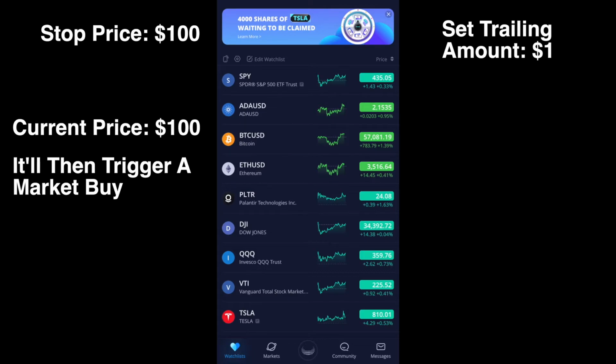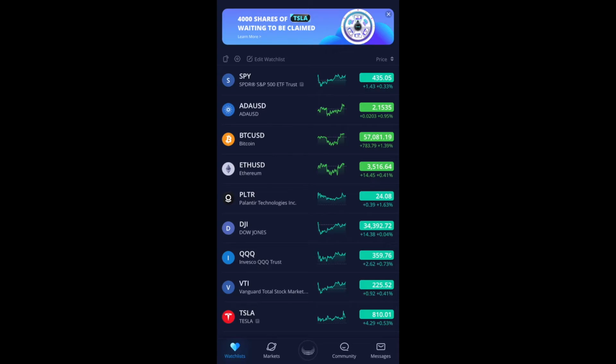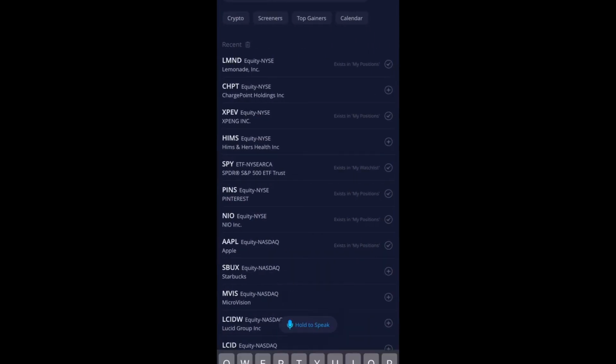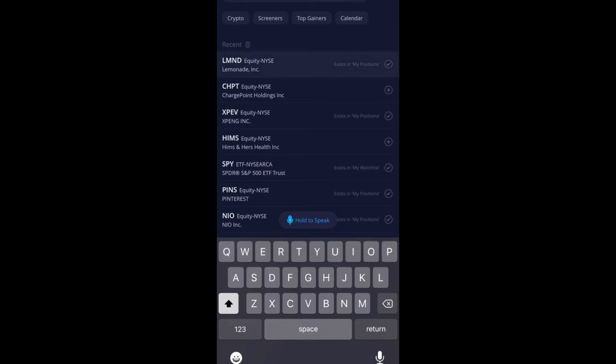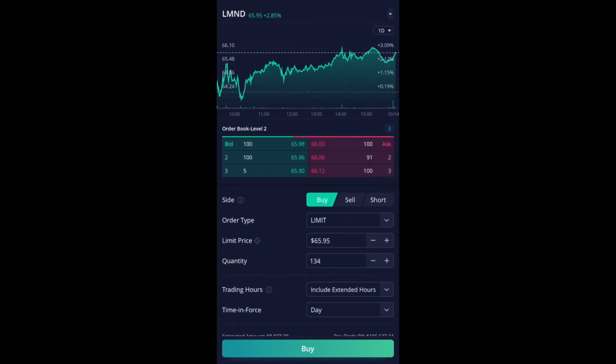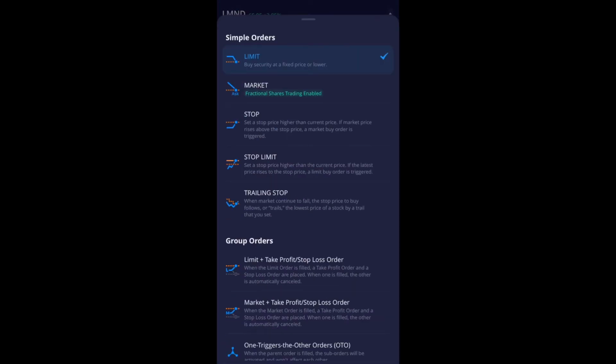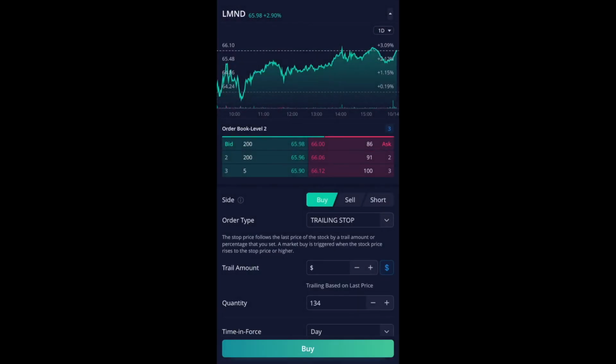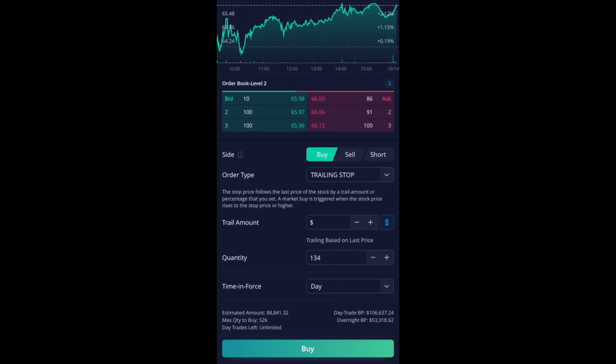Hopefully this was intuitive. So for this example, I'm going to use a ticker symbol LMND, and that's the Lemonade company. So I'm going to click on that and then go to trade on the bottom left, click on that, and then it's going to be a buy order. And then for the order type, I'm going to click on that and then switch to trailing stop. So once I hit here, it says that the stop price follows the last price of the stock by a trailing amount or percentage that you set. A market buy is triggered when the stock price rises to the stop price or higher.